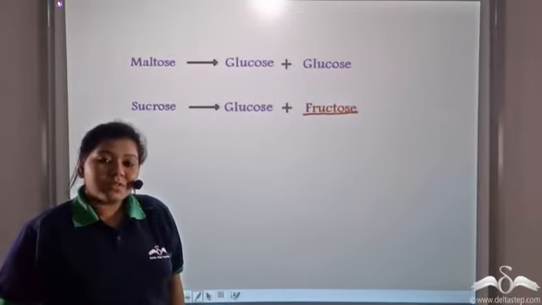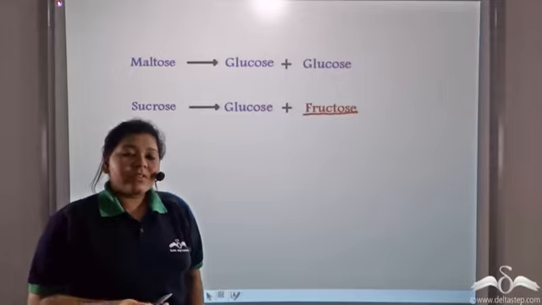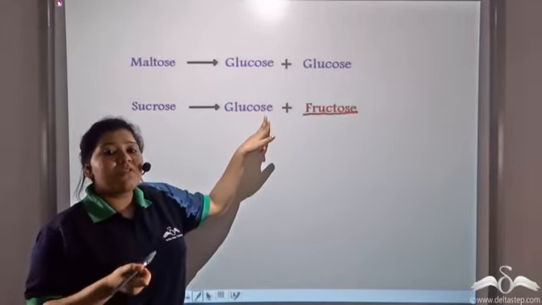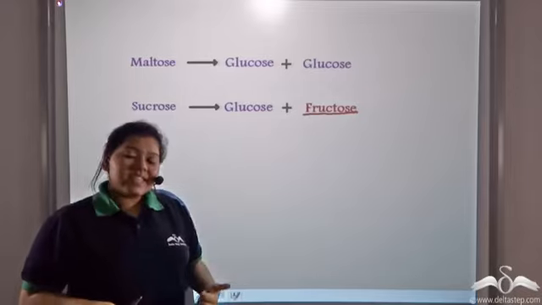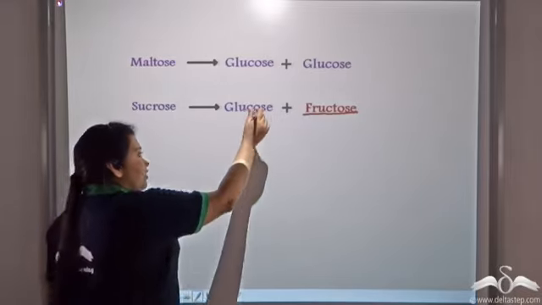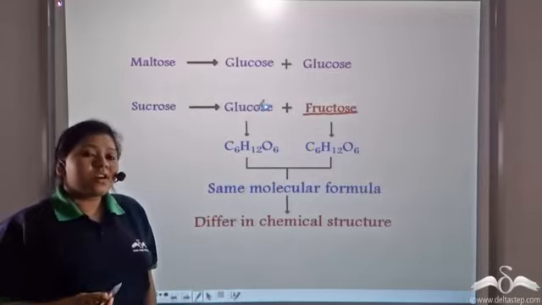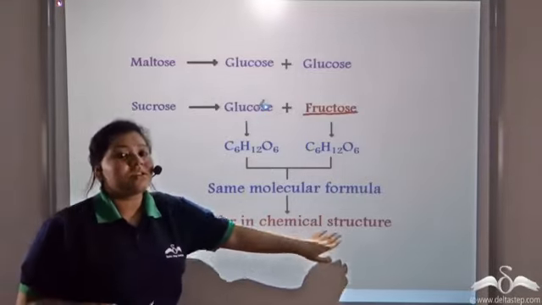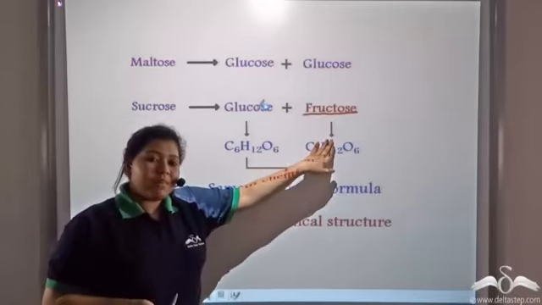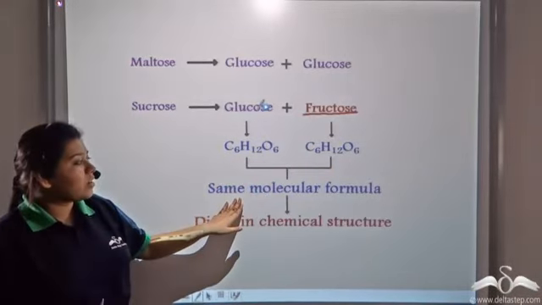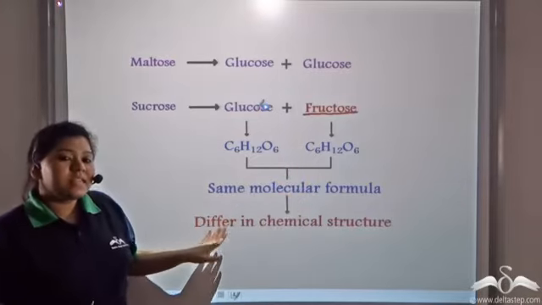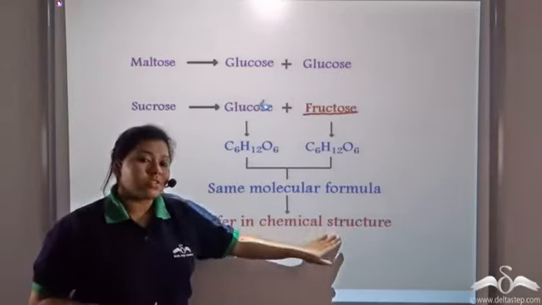So, what is fructose? Fructose, just like glucose, has the same molecular formula, which is C6H12O6. What is different is the chemical structure. So glucose and fructose, both of them have the same molecular formula, C6H12O6, but they differ in the chemical structure.